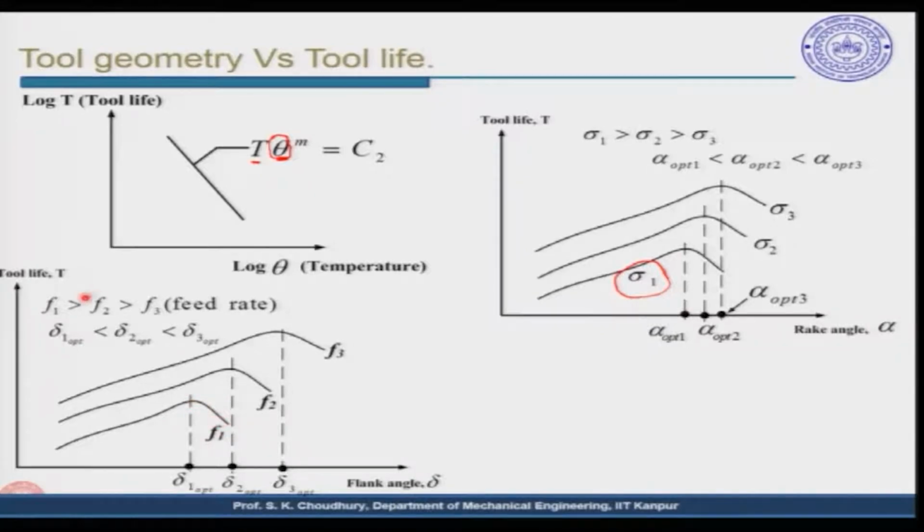And as the feed is increasing, let us say this is the maximum feed, F1, this is lower than F1, this is lower than F3. So, the optimum flank angle that we will get should be less. If F1 is more than F2, then more than F3, then the optimum value of the flank angle will be less, delta 1 will be less than delta 2, than delta 3.